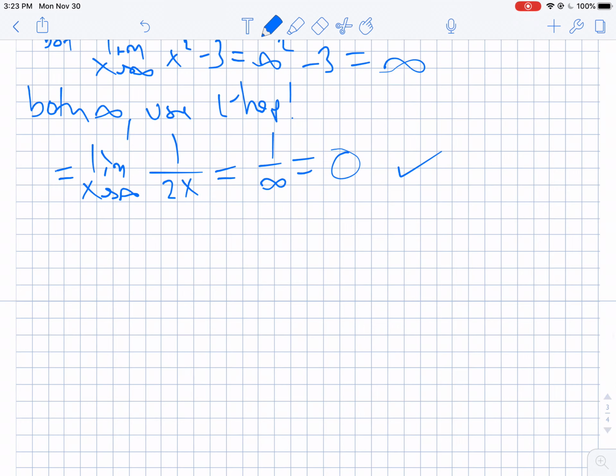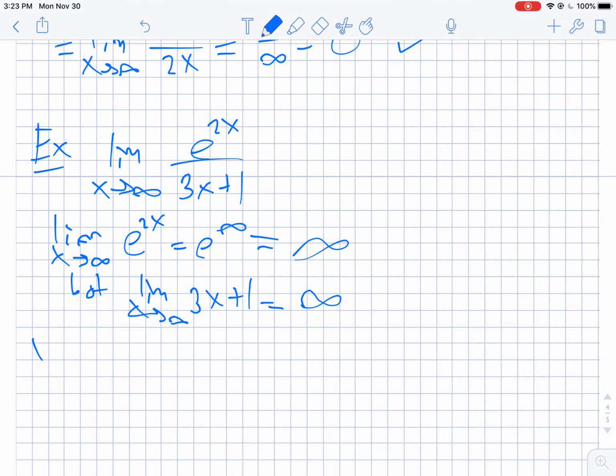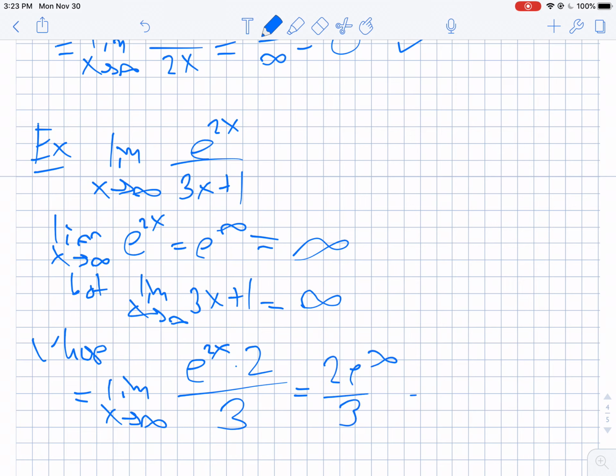And here's an example where you can't use that strategy. Say we have to take the limit as x goes to infinity of e to the 2x divided by 3x plus 1. Now, because it's not a polynomial, we can't use those rules from before. So we'll look at the top. The limit as x goes to infinity of e to the 2x, which is e to the infinity, which is infinity, of course. On the bottom, the limit as x goes to infinity of 3x plus 1 is, of course, just infinity. 3 times infinity plus 1 is still infinite. So when we apply L'Hopital, you're going to get the limit as x goes to infinity of e to the 2x times 2, which is the derivative there. The bottom derivative is 3. So we get 2e to the infinity over 3. So this limit is still infinite.